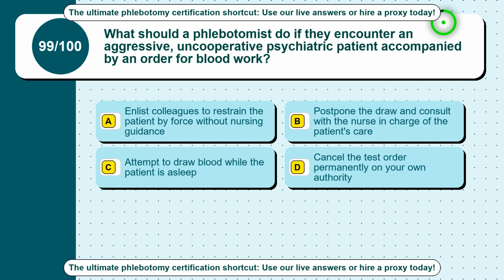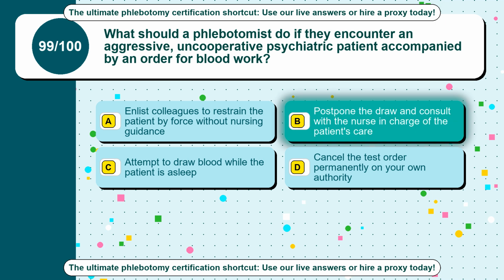Question 99. What should a phlebotomist do if they encounter an aggressive, uncooperative psychiatric patient accompanied by an order for blood work? Option A. Enlist colleagues to restrain the patient by force without nursing guidance. Option B. Postpone the draw and consult with the nurse in charge of the patient's care. Option C. Attempt to draw blood while the patient is asleep. Option D. Cancel the test order permanently on your own authority. The correct answer is option B.